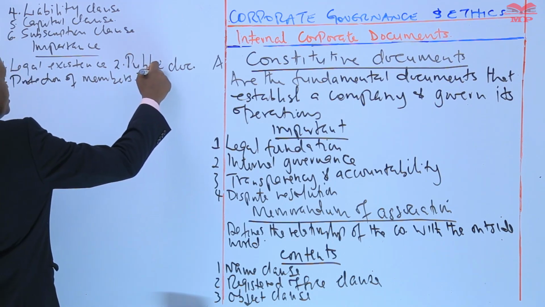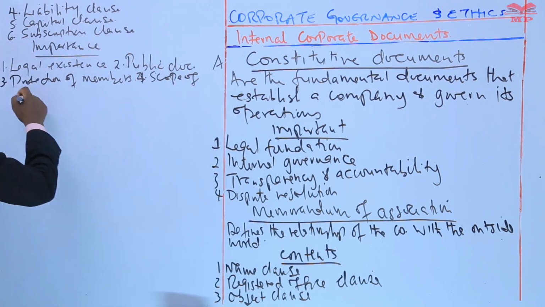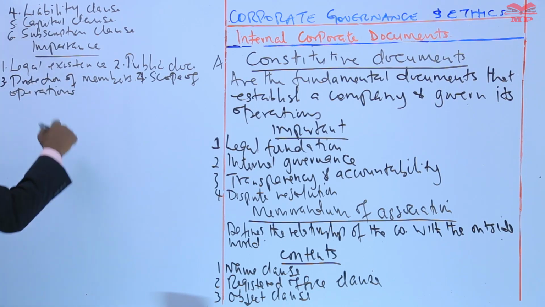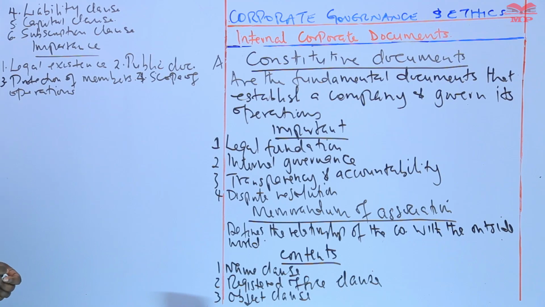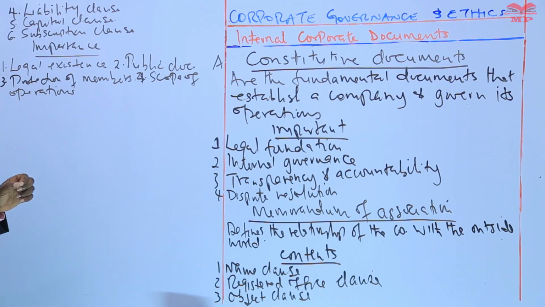This is number four, scope of operations. The document defines the scope of the company's activities, ensuring that the company does not deviate from its main objectives, because we have the object clause that specifies what the company exists to do.